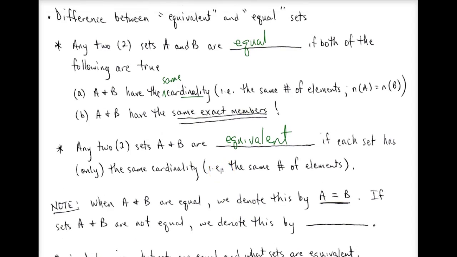when the sets are equal, we can denote this by saying that A equals B. If the sets are not equal, then we just put a line through the equal sign. Okay.